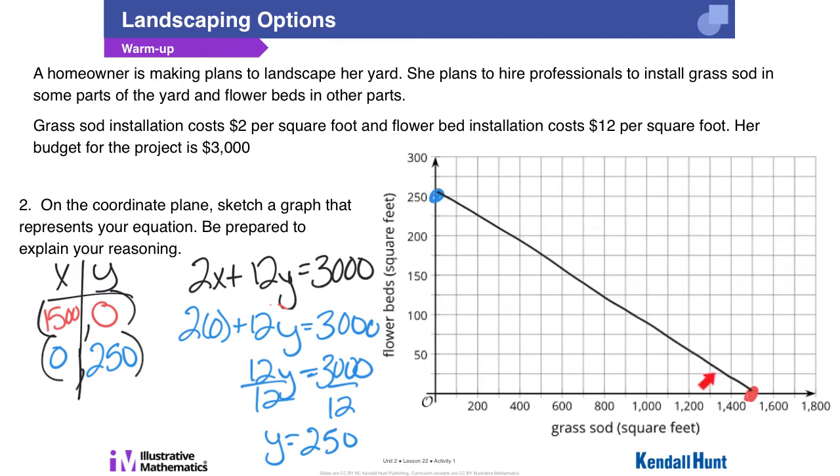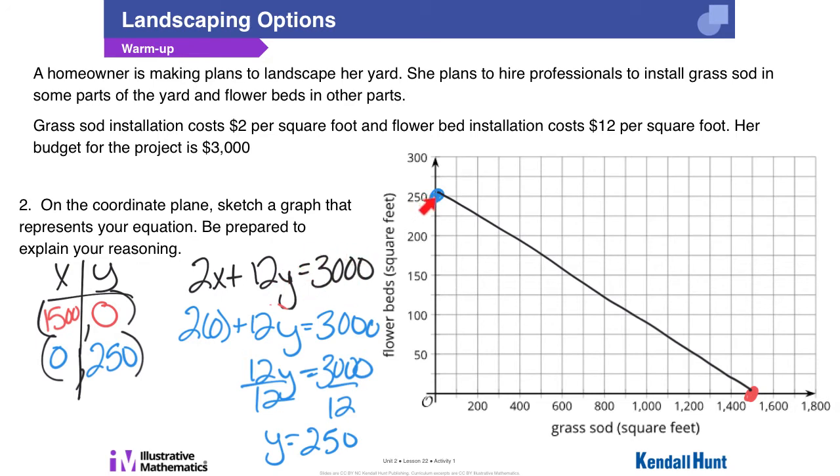And there it is. There's the line of this equation graphed on the coordinate plane. Looking at every point that falls on this line would be a combination of a certain square footage of sod and square footage of flower bed that would get us to $3,000.